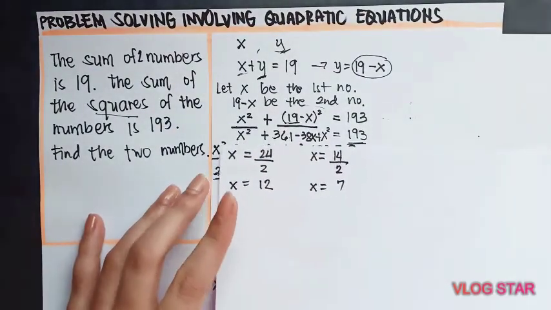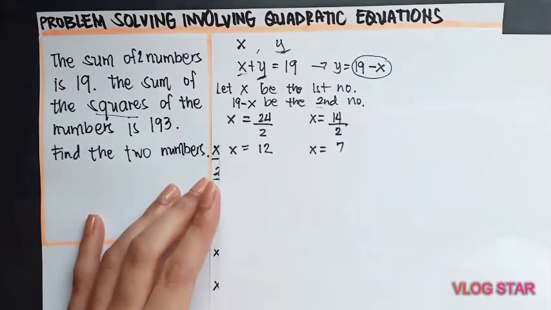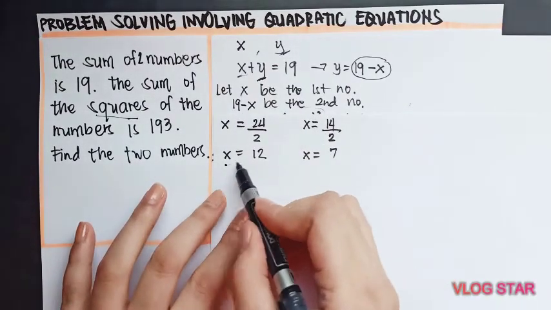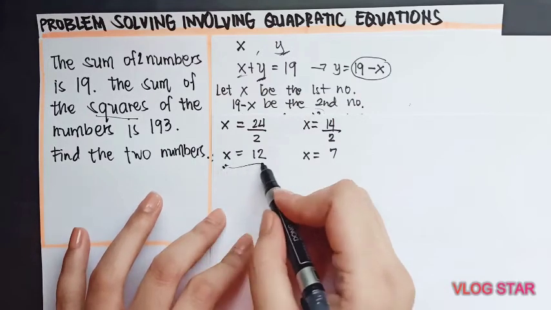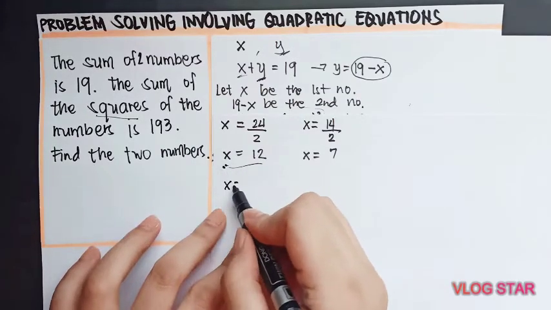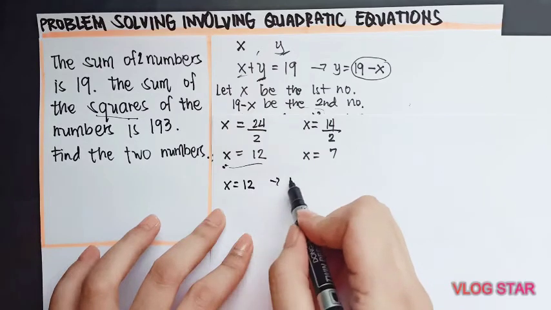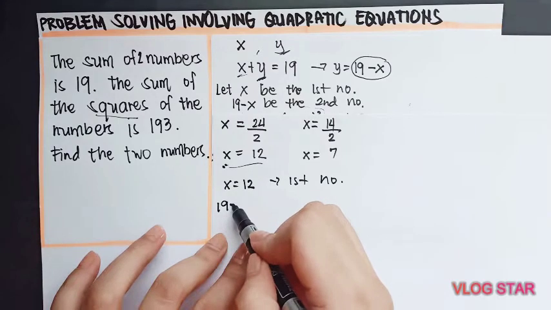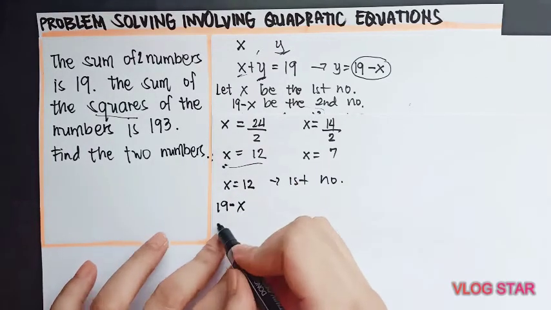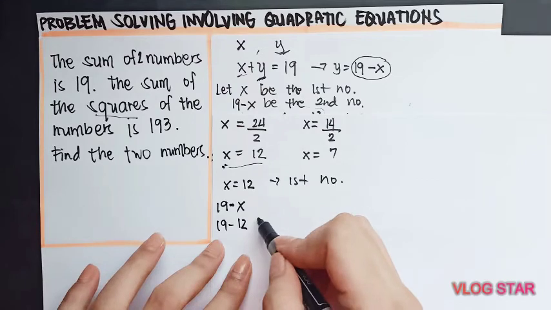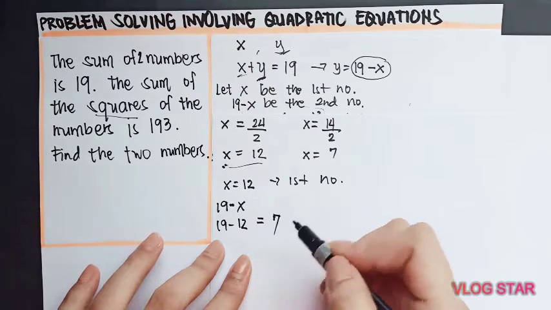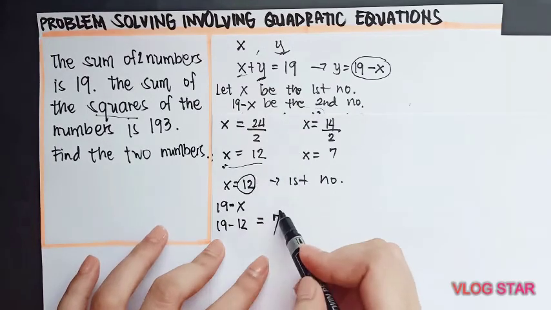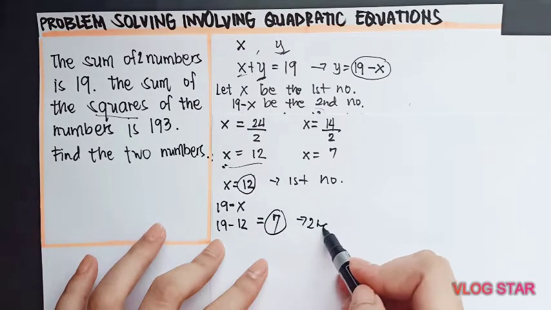So let's go back here. So we let x be the first number. Let's say the first number is 12. Okay, let's use this one. So if x is 12, so this is the first number, the second number will be 19 minus x, or 19 minus 12, which is equal to 7. So we have here 12 as the first number and 7 as the second number.